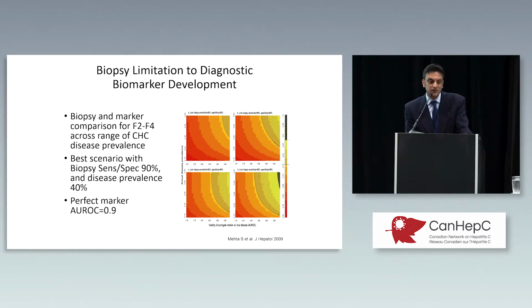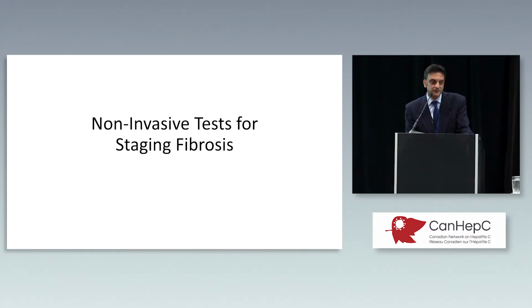The perfect marker would not exceed an AUROC of 0.9. And for those of you not familiar with an AUROC, it's a measure of the accuracy, broadly speaking, of a test. A test which gives you a score of 0.5 is no better than flipping a coin, and a perfect marker is really a test of 1.0. So with those kind of high standards of sensitivity and specificity of 90%, the perfect marker, just purely because of the limitations of biopsy, could not get above 0.9.